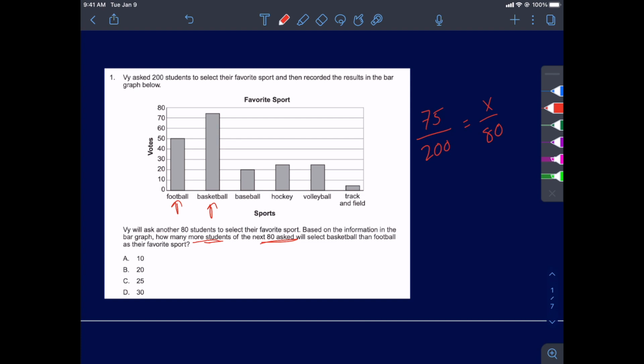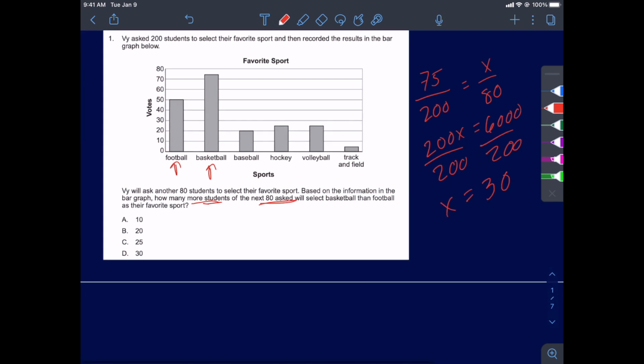Okay, so we can solve this proportion with some cross products. So we get 200X in our one diagonal, and then on our other diagonal is 6,000. We divide both sides by 200, and we get X equals 30. Oh, that must be our answer. No, sorry. Remember, it says how many more students like basketball than football. That's just how many students would like basketball out of the next 80.